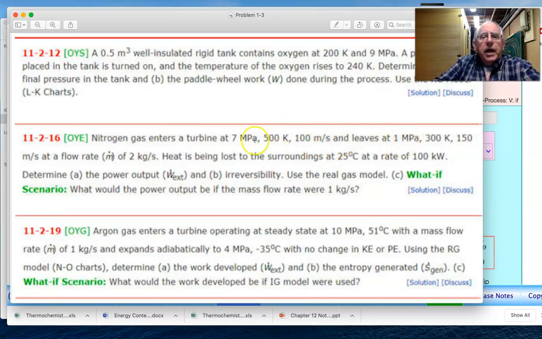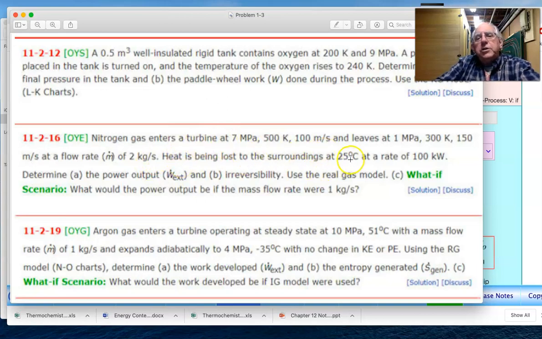And then it leaves, after expanding through the turbine, at a lower pressure, at a lower temperature, but a little bit higher velocity. So it picked up some kinetic energy as its specific volume changed, that type of thing. And the flow rate is 2 kilograms per second.